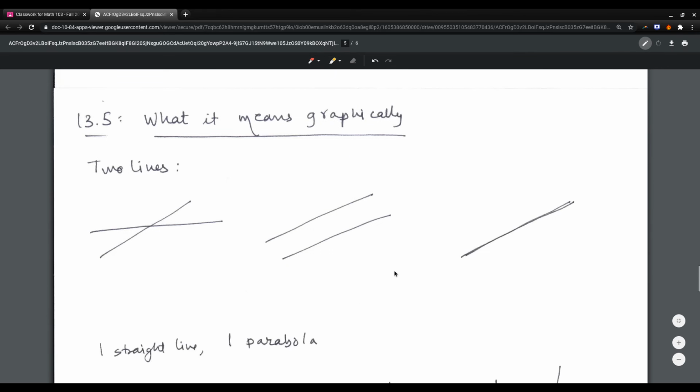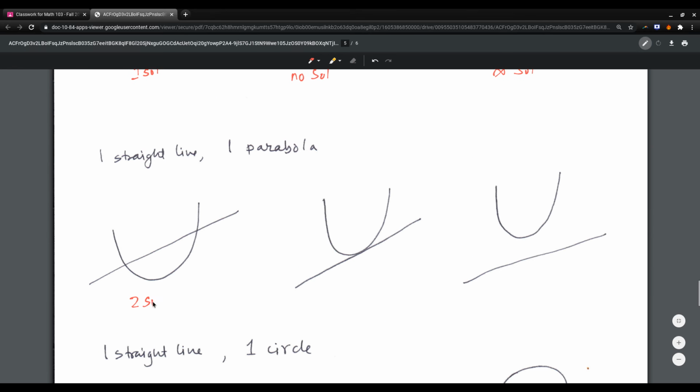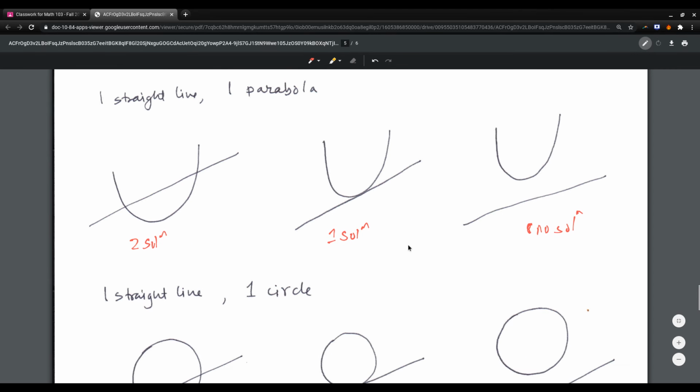What this means graphically, remember when you have two lines, you have three possible cases, right? You can either have one solution, you can have no solution, or you can have infinitely many solutions. Similarly, if I have one straight line and a parabola, I can have two solutions. That's if my quadratic has a root in real numbers. It's one solution and no solution. So in this case, you don't have the infinitely many case possible for one straight line and one parabola.